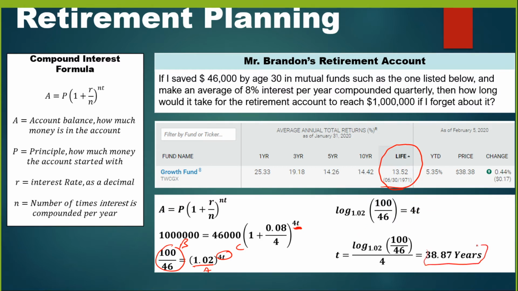So in 38.87 years, if I do absolutely nothing else towards retirement, I'm expecting my retirement account to be worth at least $1 million. Okay, well, that's a lot. Any questions on what we did? No? Okay.